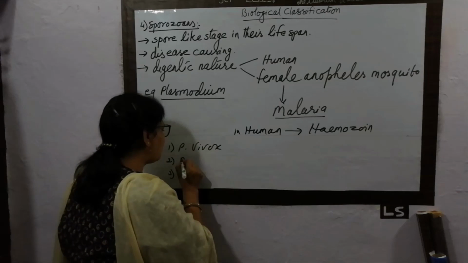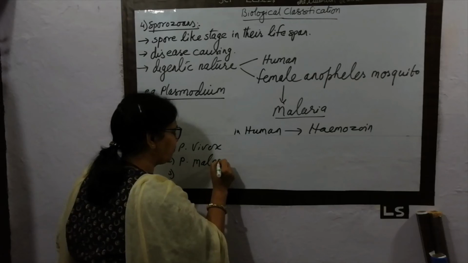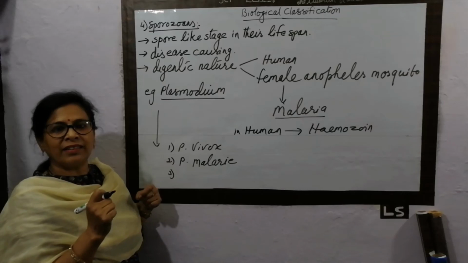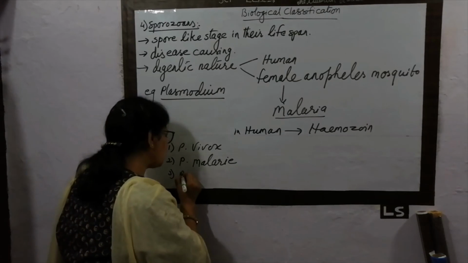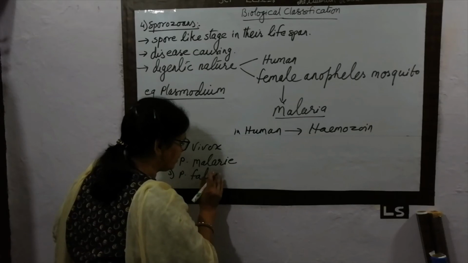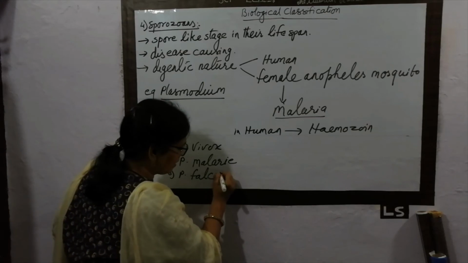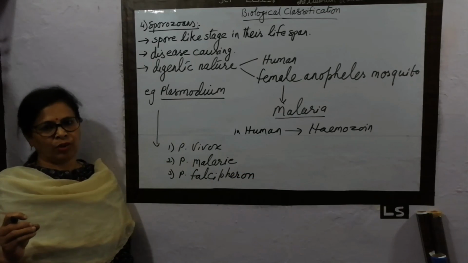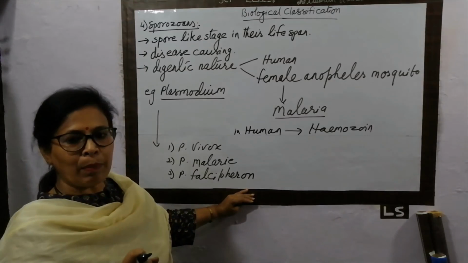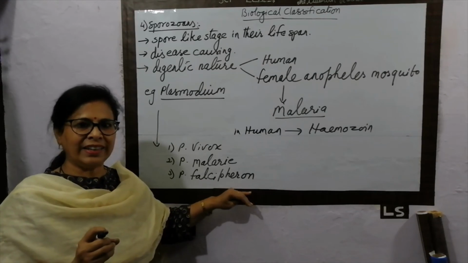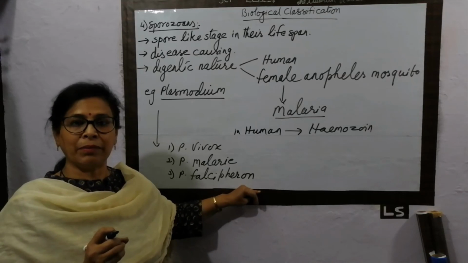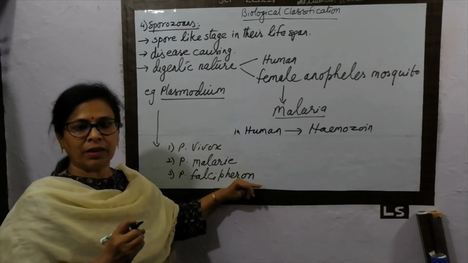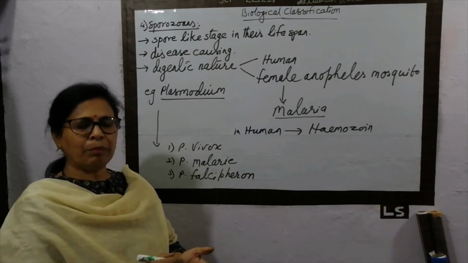The second type is the Plasmodium malariae, a little bit more dangerous as compared to vivax. And the third, the dangerous one, is the Plasmodium falciparum. There are three types of malaria. The Plasmodium falciparum is highly dangerous. It is sometimes death causing, fatal also. So the Plasmodium falciparum is the death causing Plasmodium.